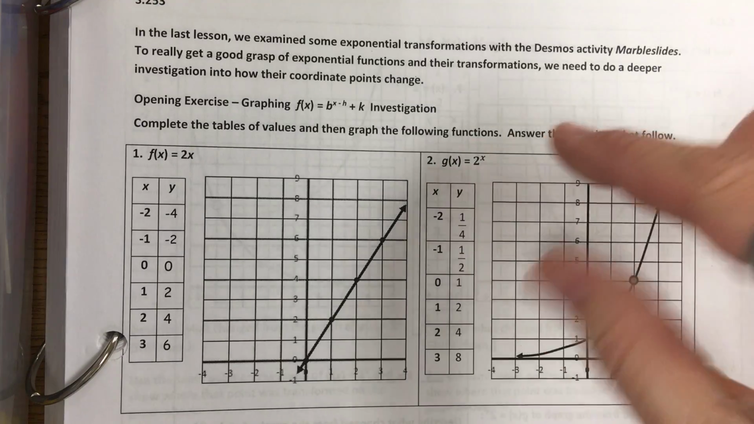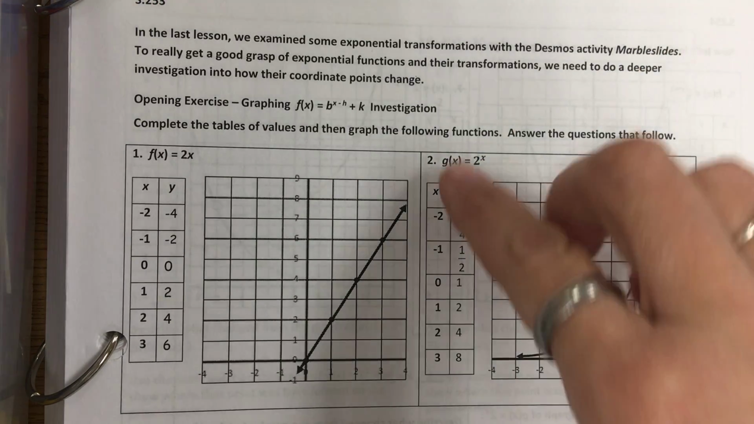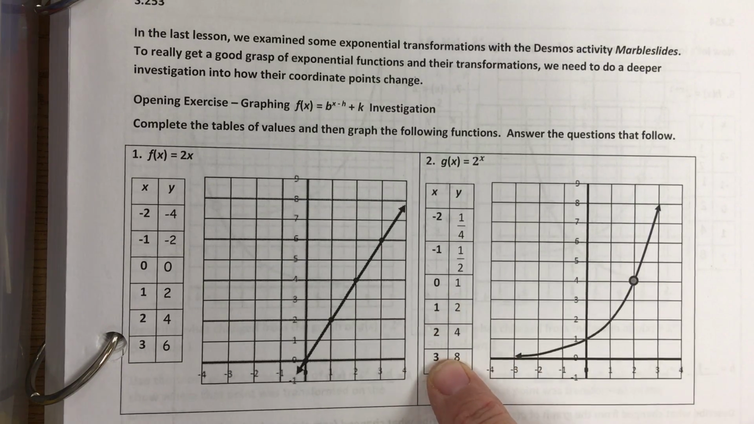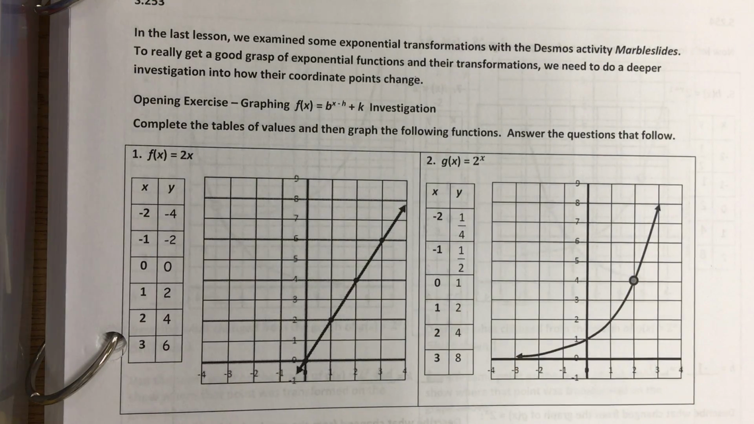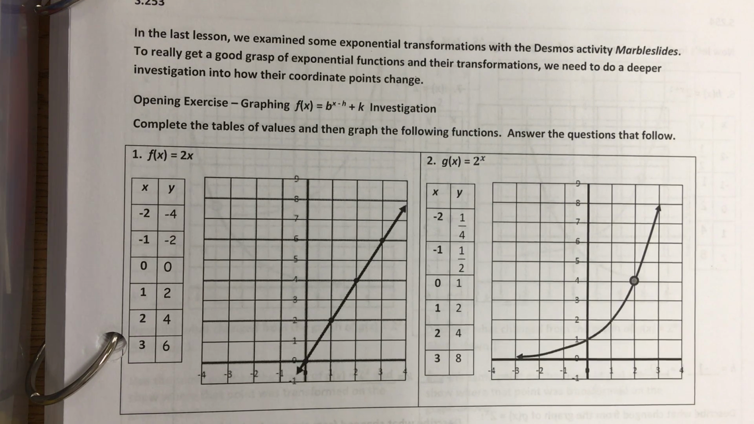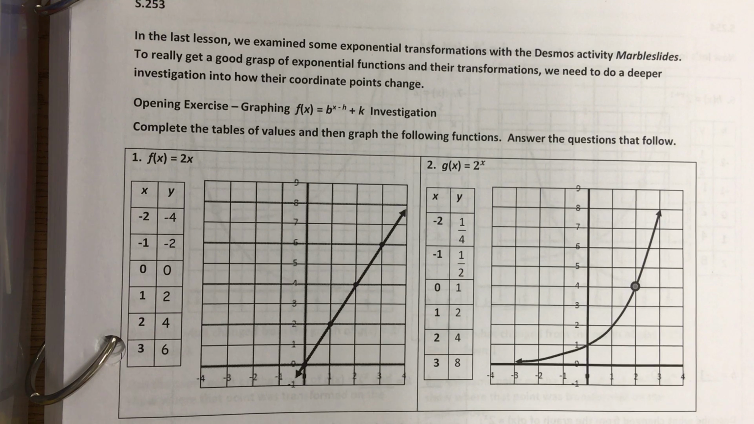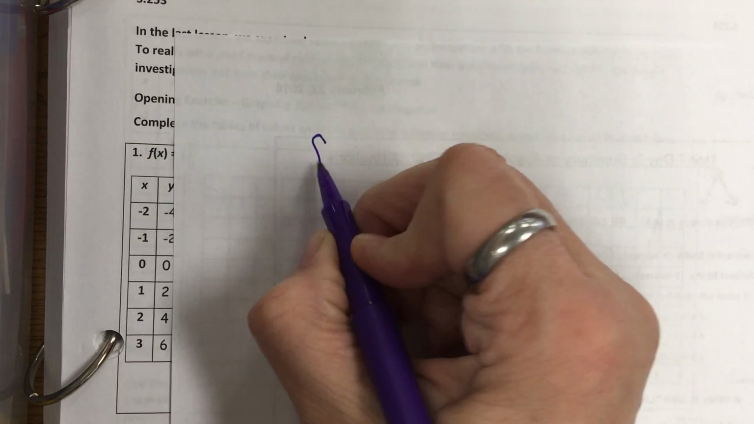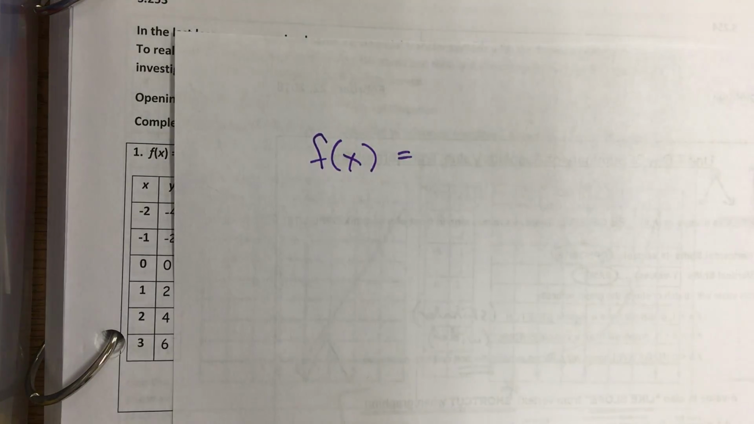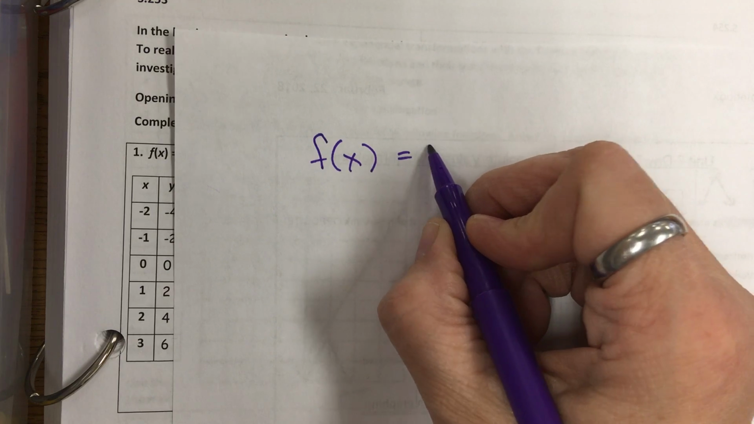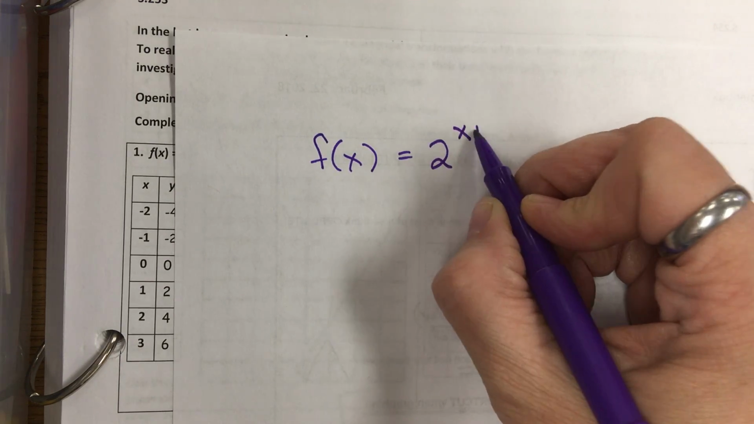This is what the parent graph t-table would look like. Now, if you were doing a transformation of this, you do the transformations just like you did on the video I just did a moment ago with the absolute values. So if I had f of x equals, I don't know, we'll just say 2 to the x plus 1.